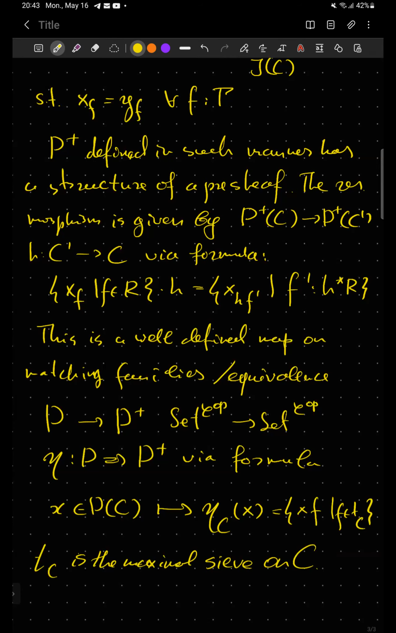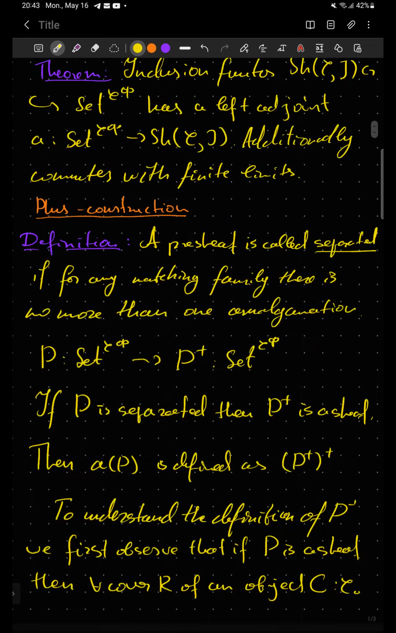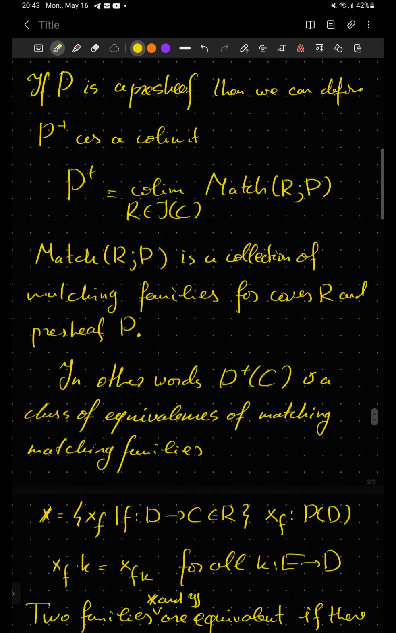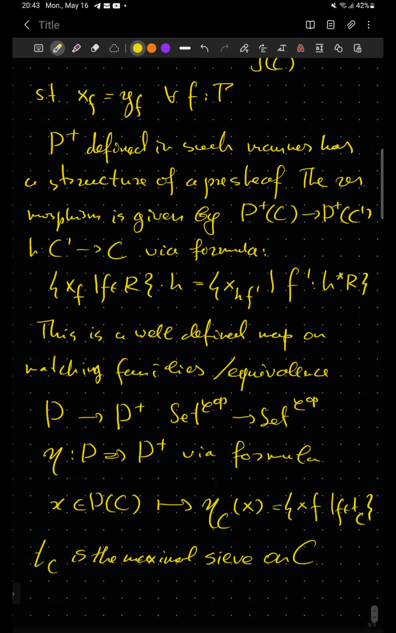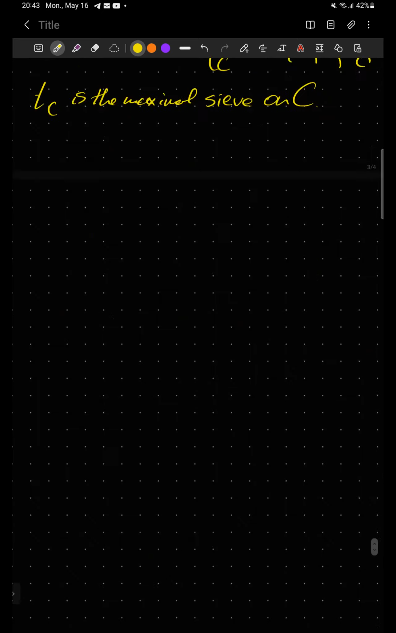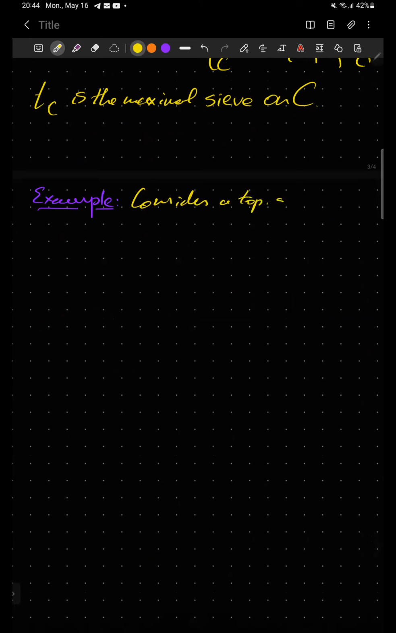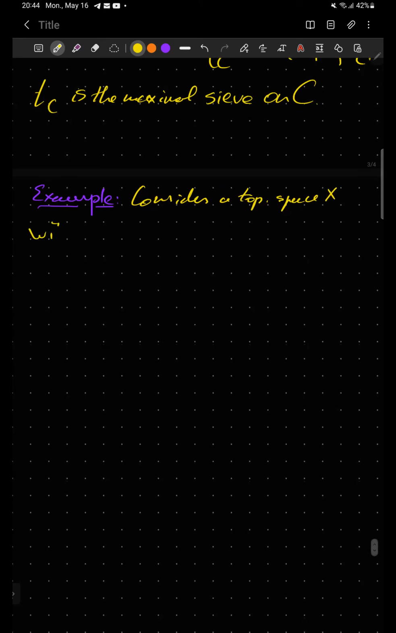Okay, so let's consider an example of this construction. It may seem a little too abstract, so I will give an example. Consider topological space X with topology of X given by open covers.